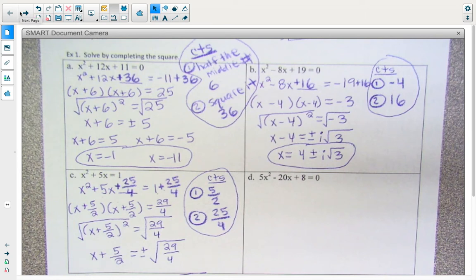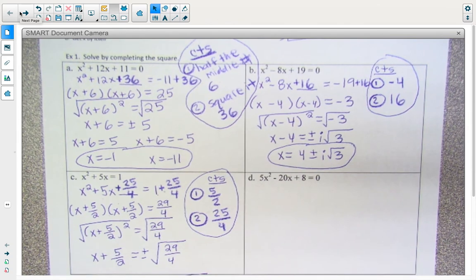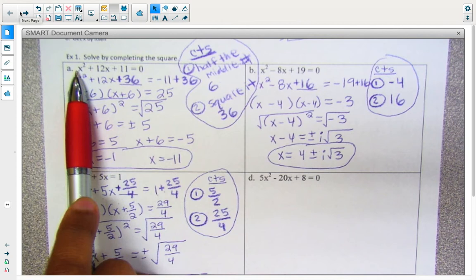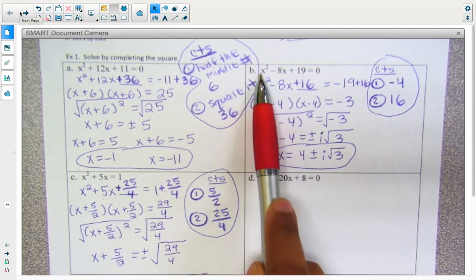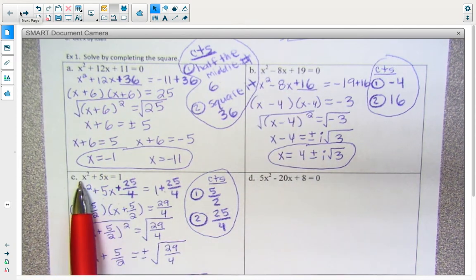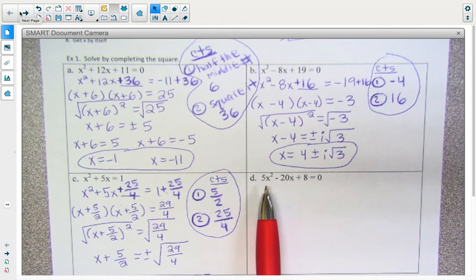Right, in the first three problems that we did, the coefficient in front of x squared was the number 1. So if I look at problem A, this is 1x squared. Problem B is 1x squared. Problem C is 1x squared. This problem is a little different, but I absolutely still can go through and do the completing the square process.